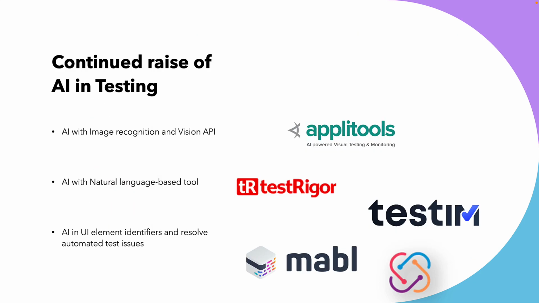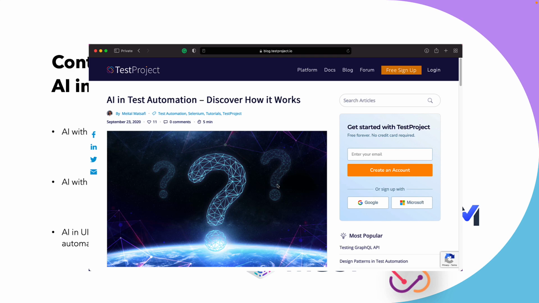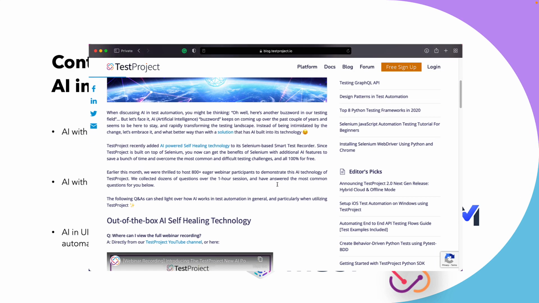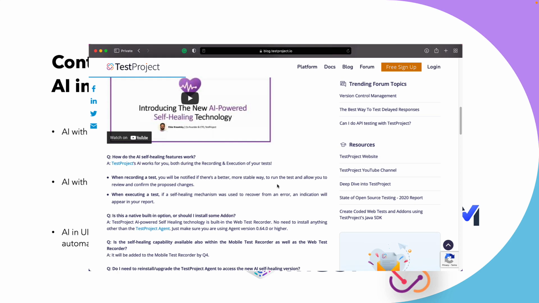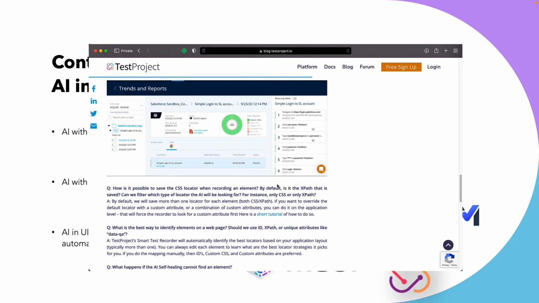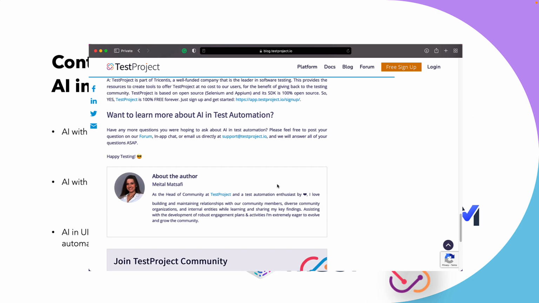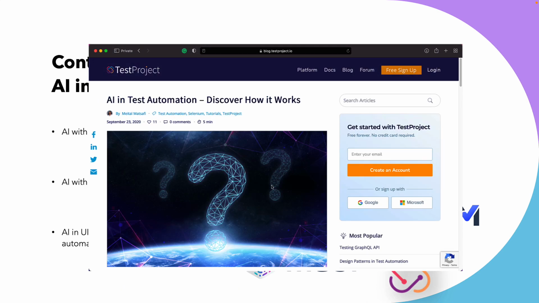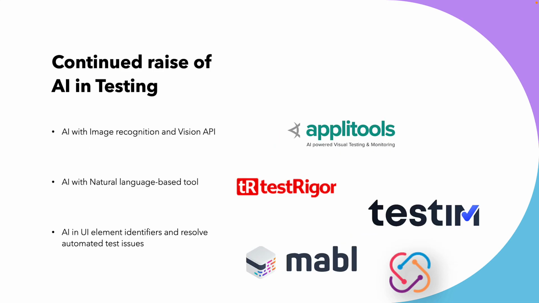Similarly, AI in UI element identification and resolving automated test issues is also improving. For example, if there is any fragile UI element in the application, or any element which is new and doesn't even exist yet, the test automation tools are intelligent enough to map that element, identify it, fix it, and run the test during the next iteration. So that's improving as well. That's about the continuous rise of AI in testing.